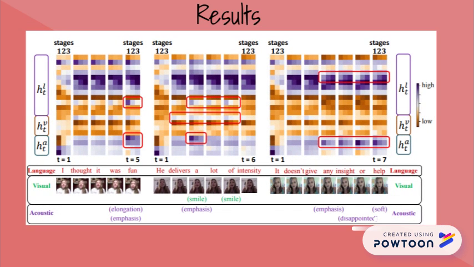In this example, the delivery with a lot of intensity can be inferred as both positive or negative sentiment and thus is ambiguous in its intent. But on observing the corresponding language and acoustic modality, the presence of a smile and phonological emphasis is noticed. These nonverbal behaviors resolve the ambiguity.